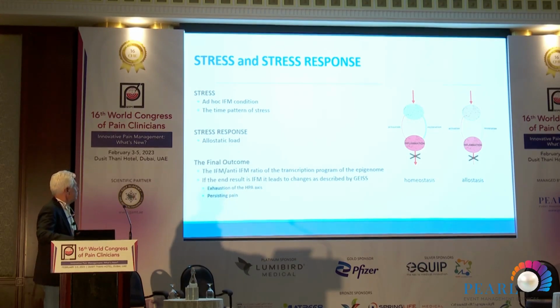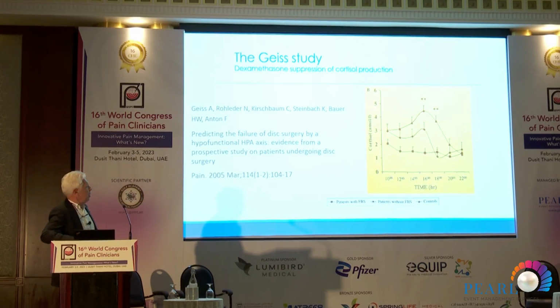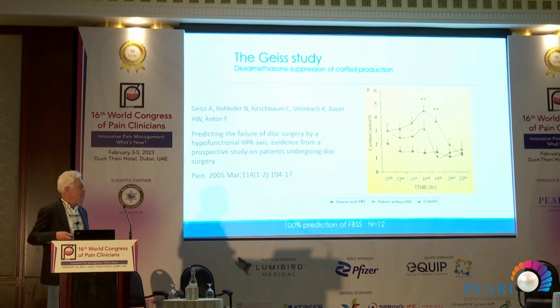If the end result is inflammation, it leads to changes as described by Geis, a doctor from Germany, by exhaustion of the hypothalamus pituitary axis and persistent pain. Here you see the study of Geis. They had 12 patients with failed back surgery syndrome with hernias, and they first did the dexamethasone suppression test, and if the test was negative, so if there was an exhaustion of this axis, they could predict that all the patients developed a failed back surgery syndrome.